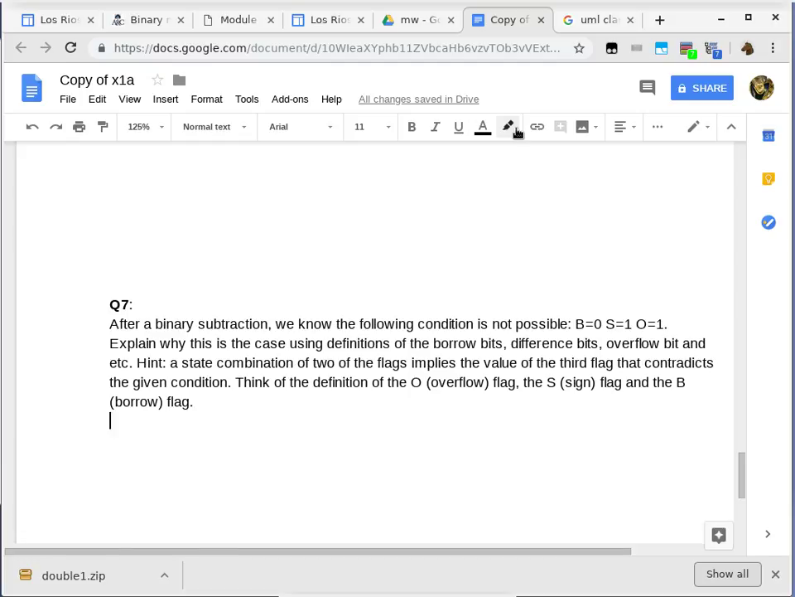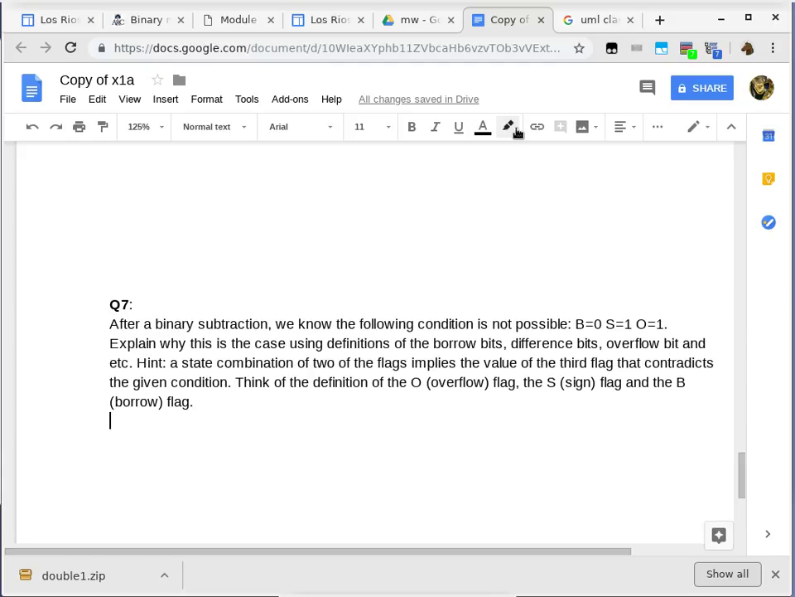But it does tell you something: if you look at the combination of 2, it automatically says the third one has to be something, and it is contradicting what we are trying to display here. And then a little bit more: think of the definition of the overflow flag, the sign flag, and the borrow flag. So after reading the question, including the hints, what are you going to do?